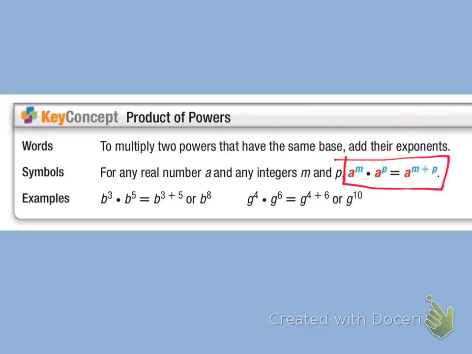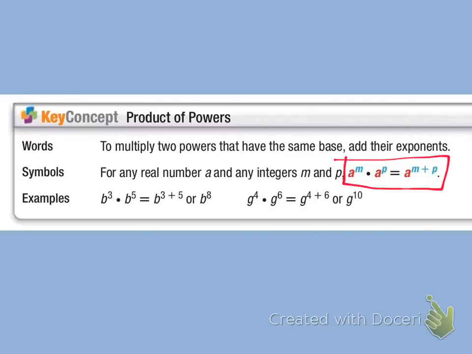Okay, in words, it means to multiply two powers that have the same base. You add up the exponents, okay? They've been numbers, they're about to change to variables. But you still just add the exponents together. There are two examples down below if you look at it.